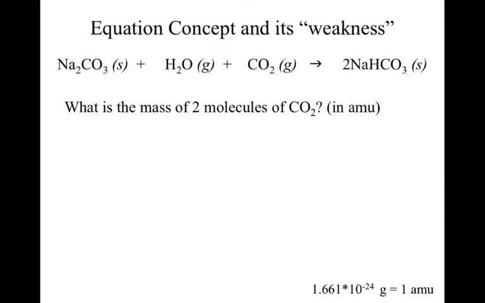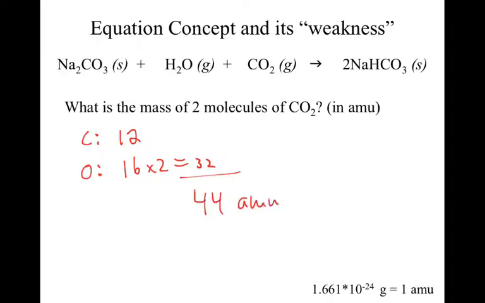So, if we look at the mass of two molecules of CO2, all we have to do is look at the mass of carbon, which is 12, and the mass of oxygen, which is 16. There's two of them, so we get 32. We add those numbers up and we get a mass of 44 AMUs. I'm kind of ignoring sig figs at this point. So there we go. We've got the mass of two molecules of CO2.